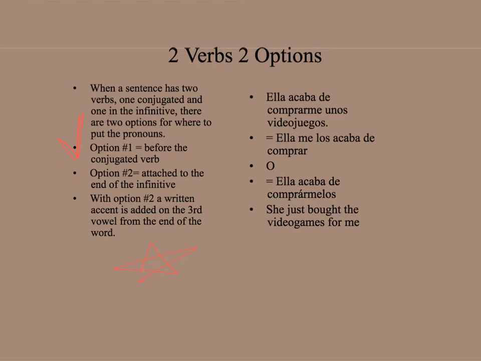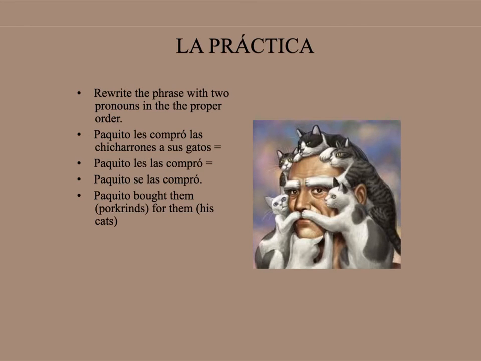So a couple examples. Ella acaba de comprarme unos videojuegos, right? So she just bought the video games for me. Videojuegos became los, that's the them. The for me is the me, right? So because I have a conjugated verb over here with acaba and an infinitive, I can do this 2 ways. I can put the me and the los in front, like the first option, me los acaba de comprar, or I can take the me and the los and add them both to the end of my infinitive. But when I do that, I add the accent. 1, 2, 3. That's my 3rd. I put the accent over the a. Comprármelos. There you go.